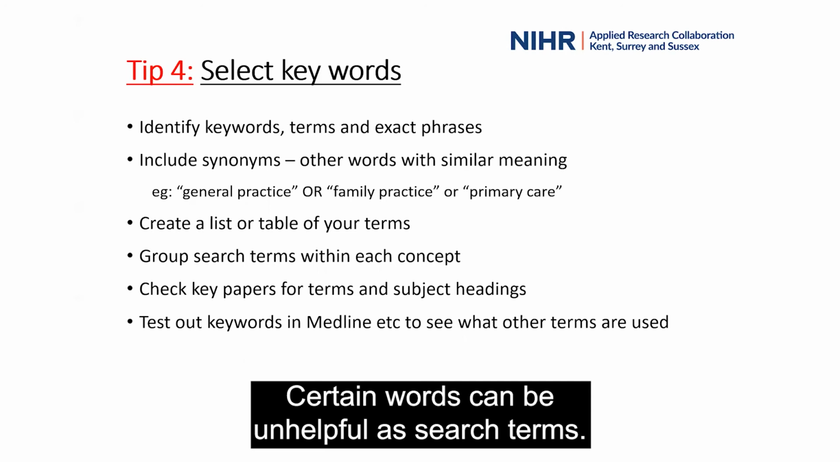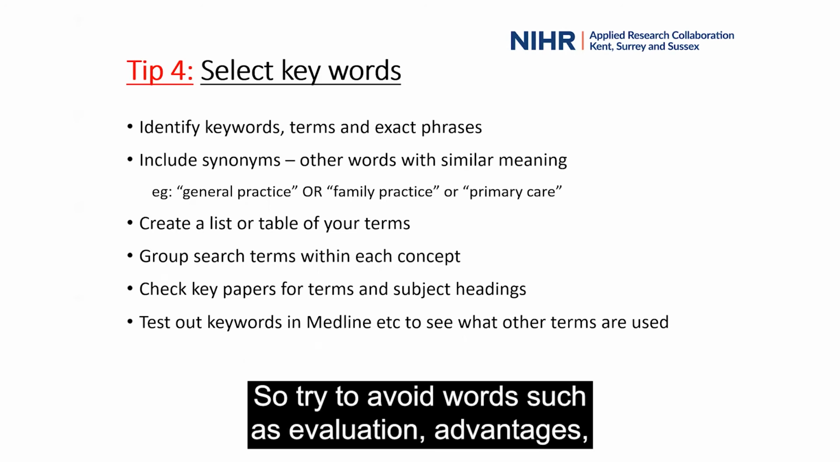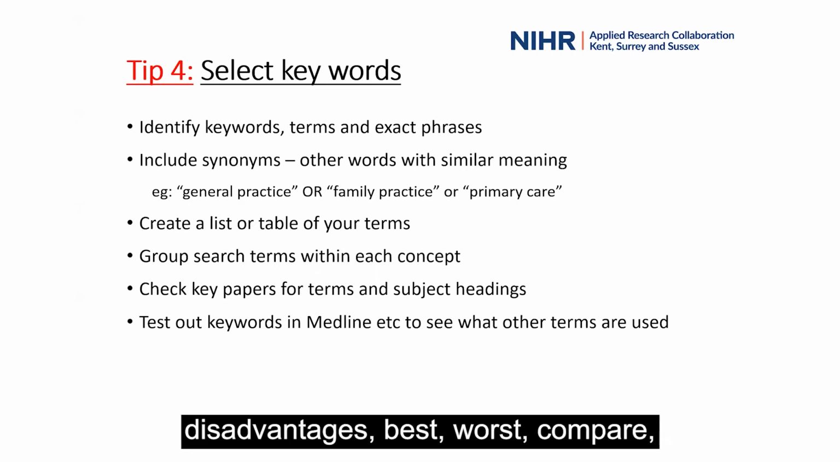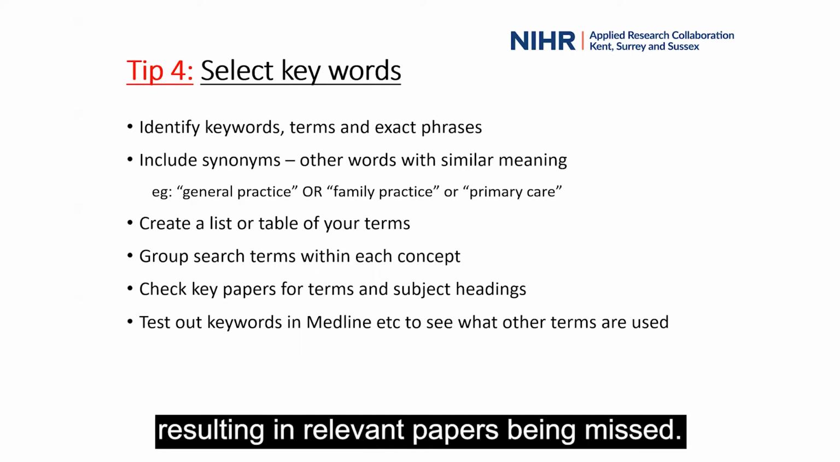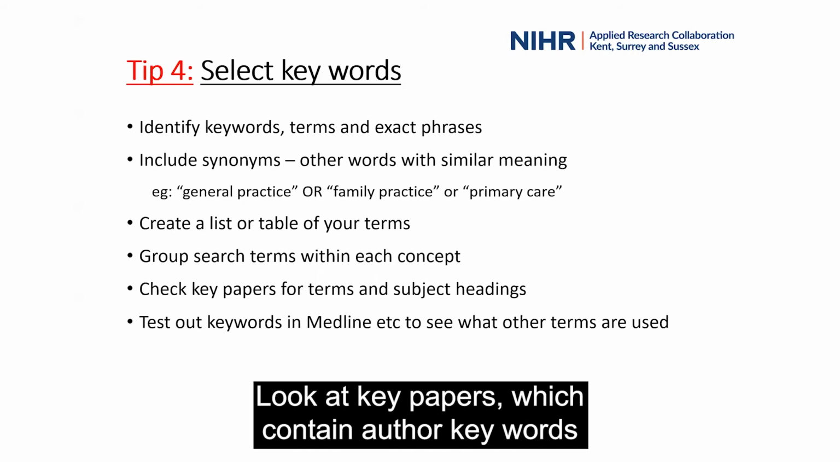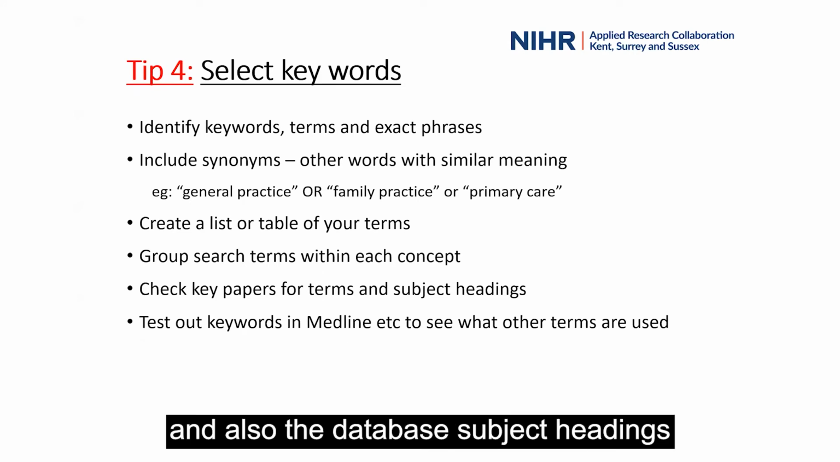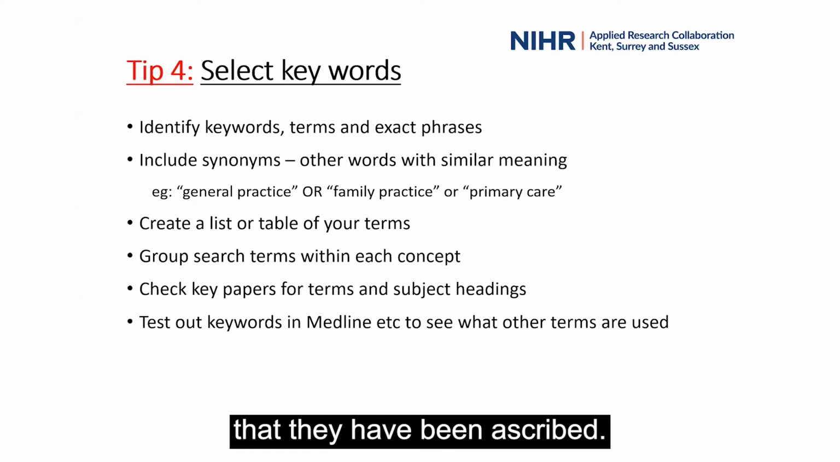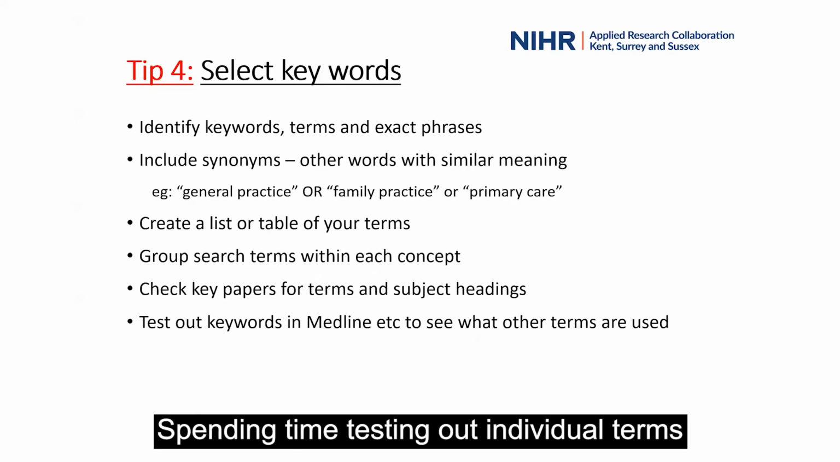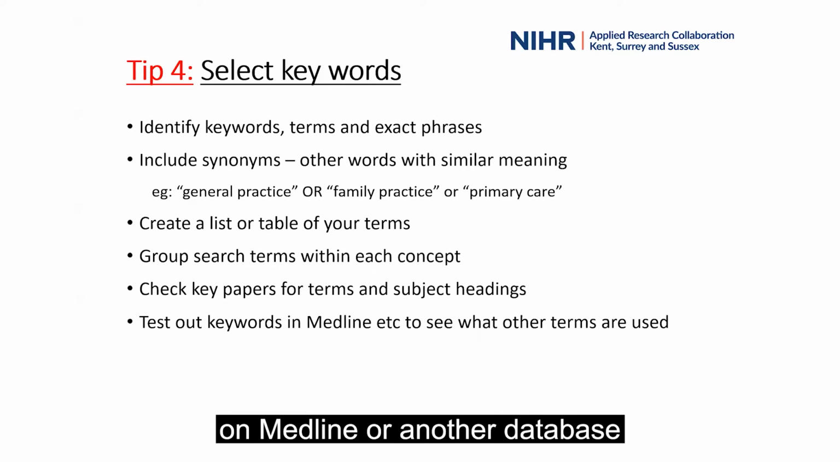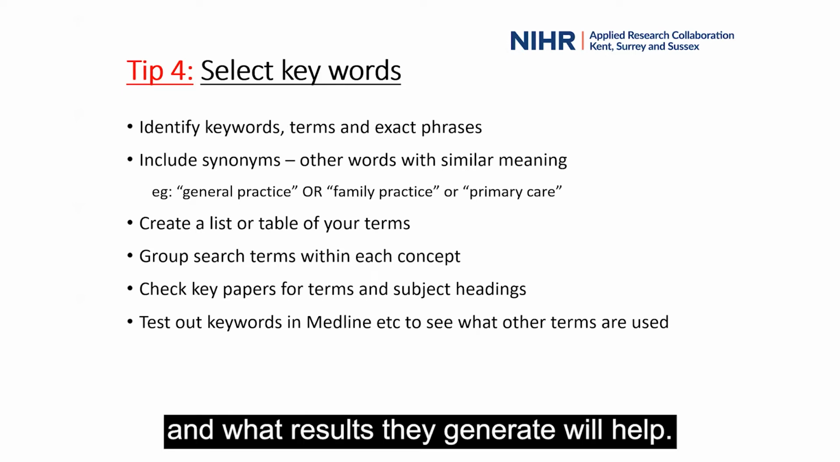Certain words can be unhelpful as search terms, so try to avoid words such as evaluation, advantages, disadvantages, best, worst, compare, because these may skew the search, resulting in relevant papers being missed. Look at key papers which contain author keywords and also the database subject headings that they have been ascribed. Spending time testing out individual terms on Medline or another database to see what other terms are used and what results they generate will help.